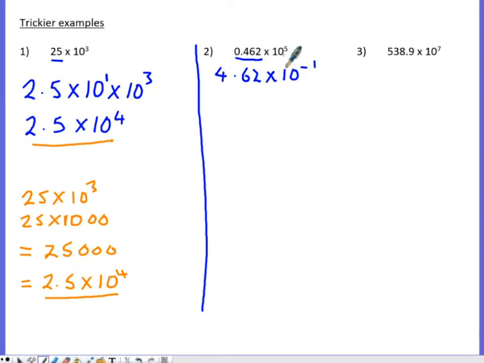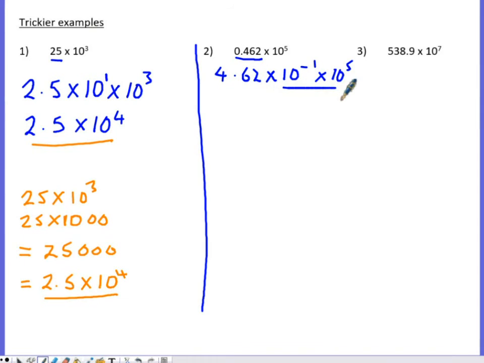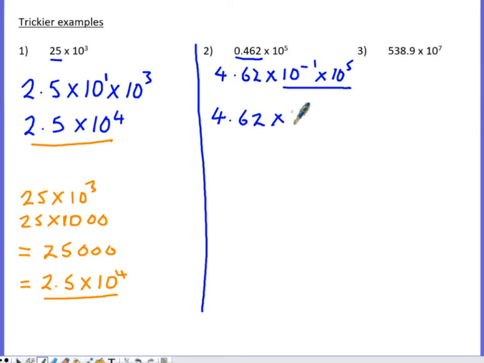We then need to times that by 10 to the power 5. And if you look at our indices rules, 10 to the minus 1 times 10 to the power 5, add the powers together and you get 10 to the power 4. So that's written in standard form.